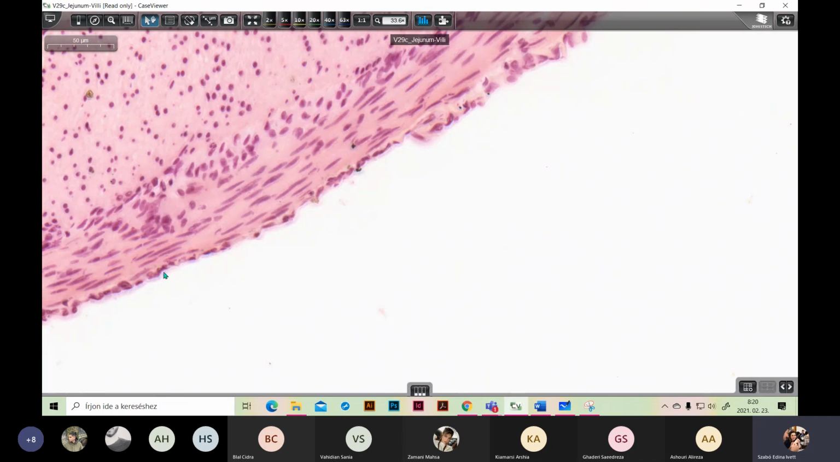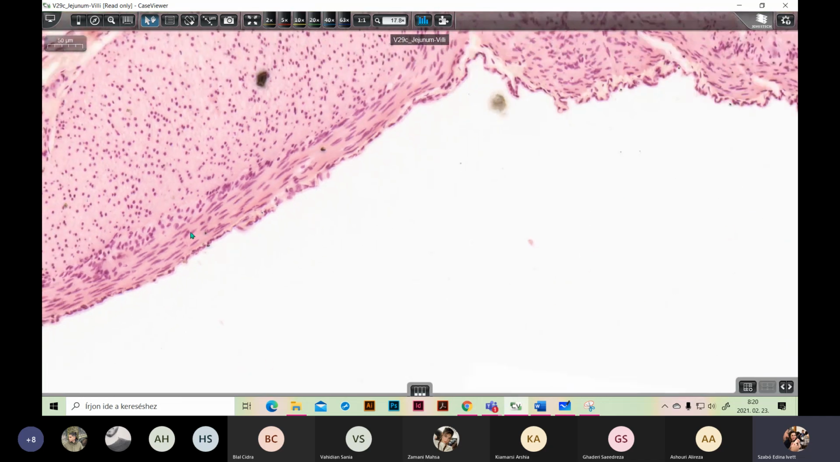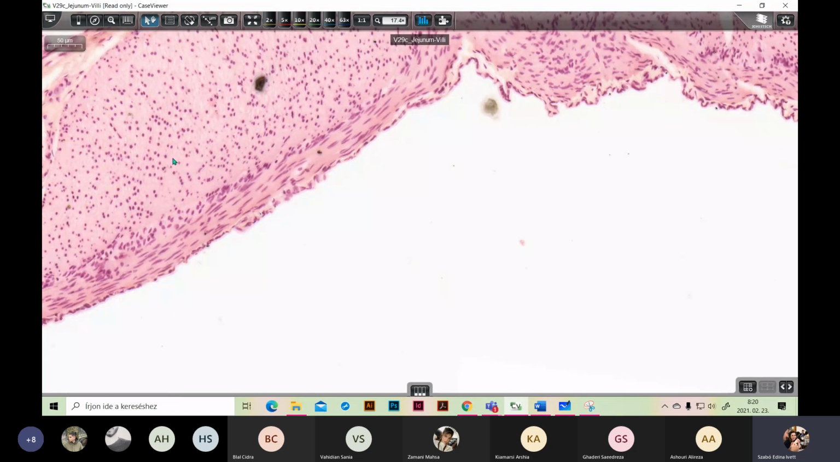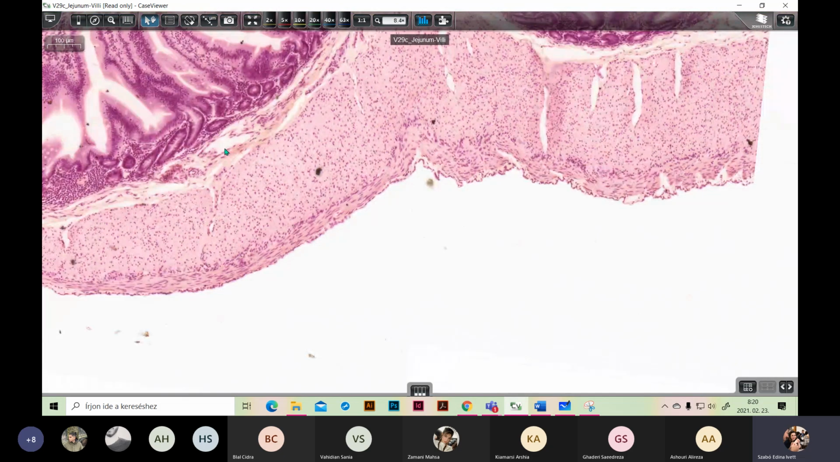And on the surface of the smooth muscle you can find a very thin layer, very thin epithelium. This is a mesothelium, which is a simple squamous epithelium. Because this part of the small intestine has a peritoneum coverage, that's why it's a mesothelium. Okay. Do you have any question about this slide? So let's move on to the next one.